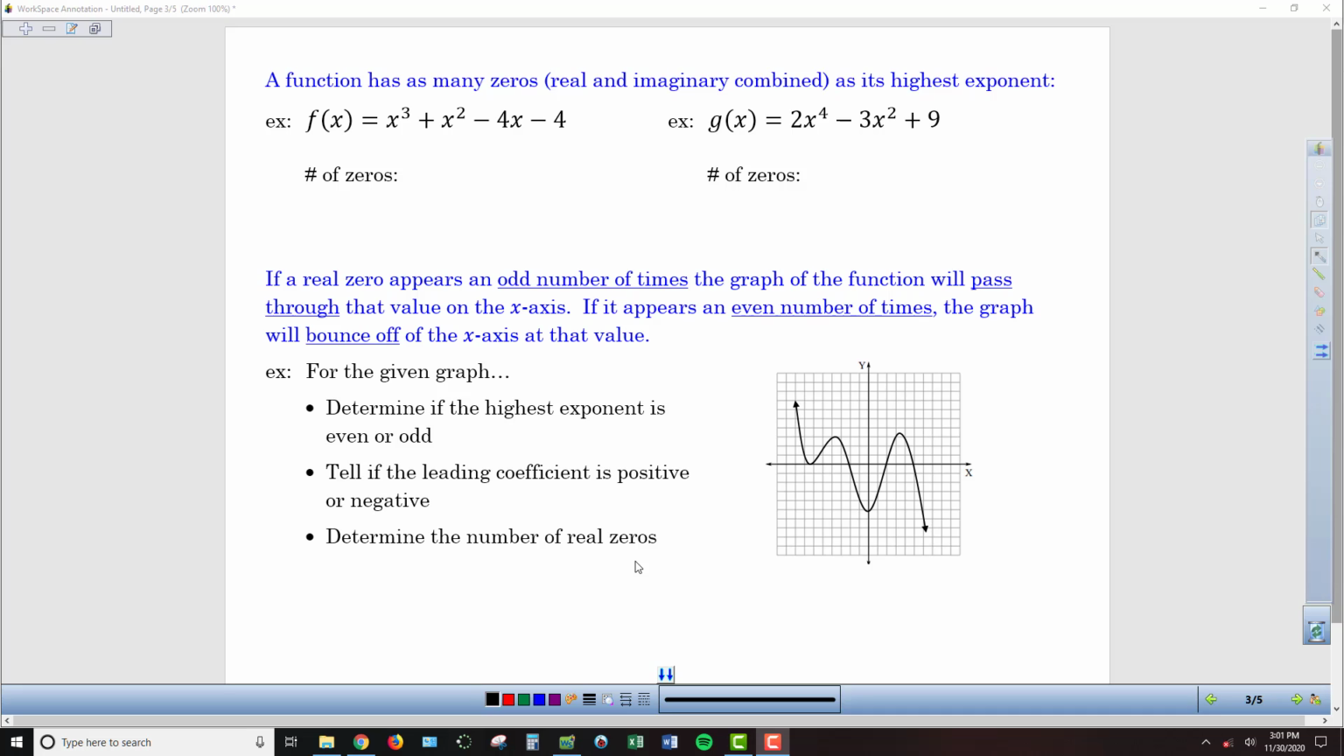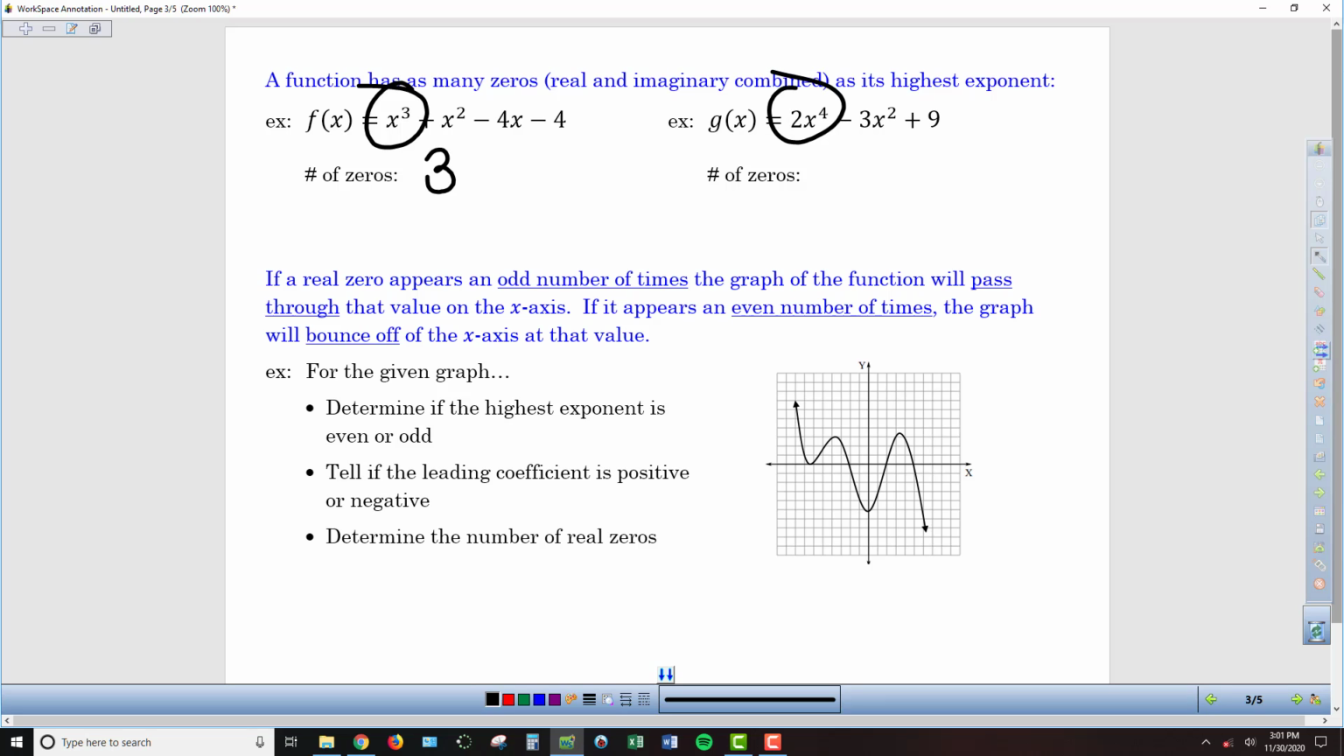A function has as many zeros, meaning numbers that you can plug in for x that will result in an output of 0, as it does the highest exponent in that function. So if we take a look at this first one, the highest exponent is 3, so that means there are going to be 3 zeros, 3 numbers that we could plug in as values for x to generate 0 as an output. We may have all real zeros, there may be some imaginary numbers that work as well, but altogether there's going to be a total number of 3 numbers that create 0 as an output.